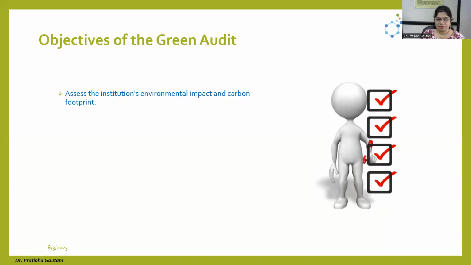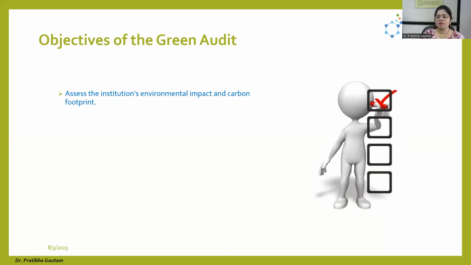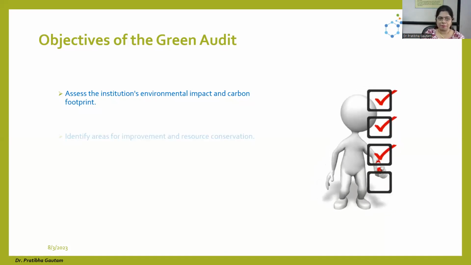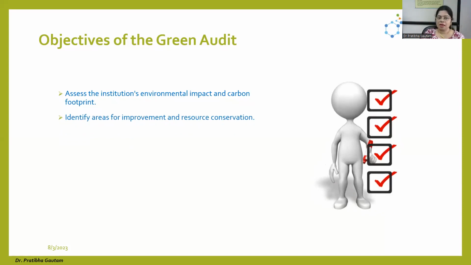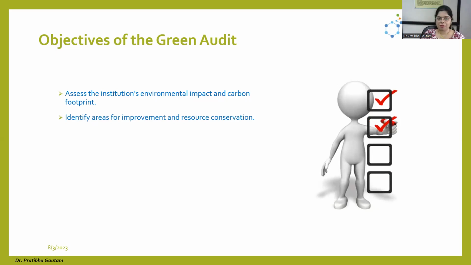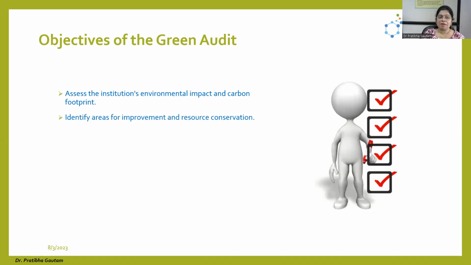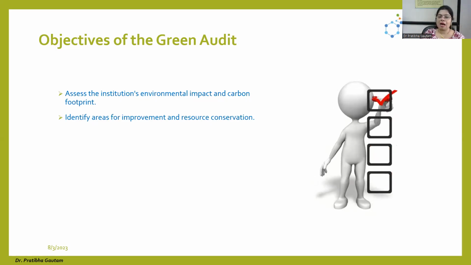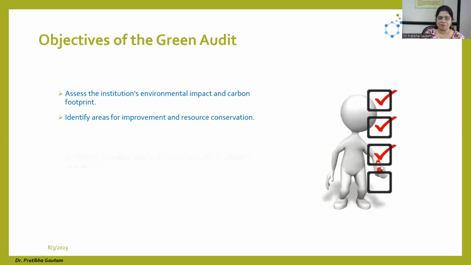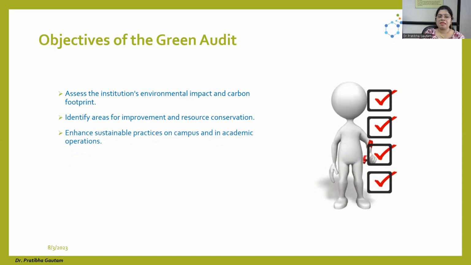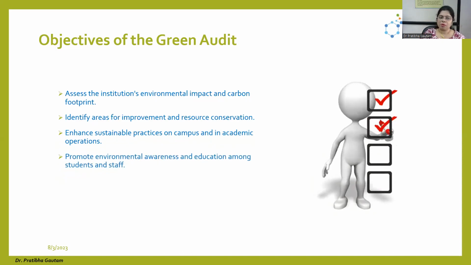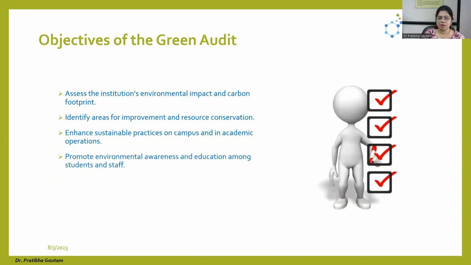So the first objective of the green audit would be to assess the environmental impact and the carbon footprint of that institution. Then identifying the areas of improvement. As I told, when there are loopholes, drawbacks, or gaps, we have to identify where and how it can be improved, and how resource conservation can be achieved. Then enhance sustainable practices on the campus and in academic operations, and promote environmental awareness and education among students and staff.